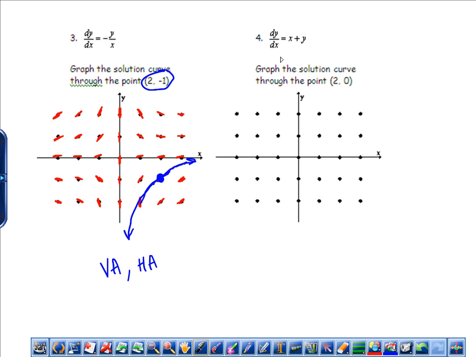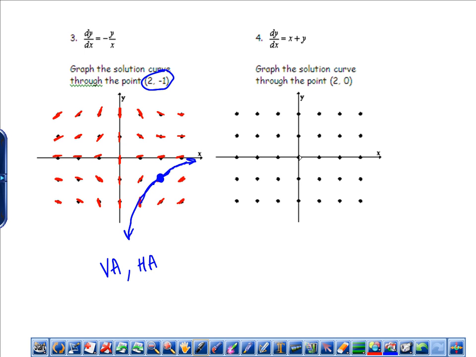Okay, so here we have number 4. We're using the same technique. We're taking the x-coordinate this time and adding it to the y-coordinate. Now, it doesn't appear to be any horizontal or vertical asymptotes. But are there any other things we can do to make it easier on ourselves? In other words, are there 2 numbers I can add and it'll always be the same?